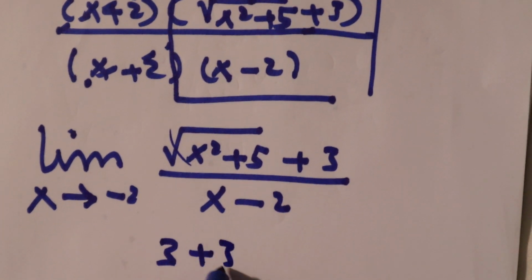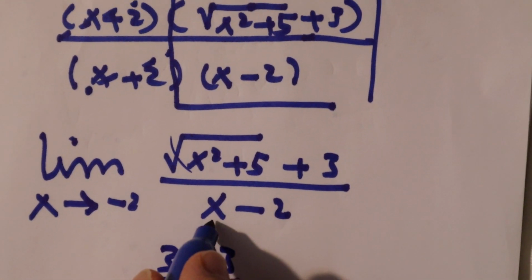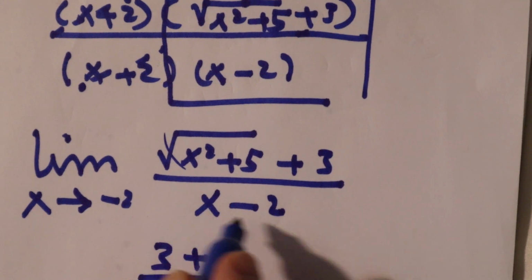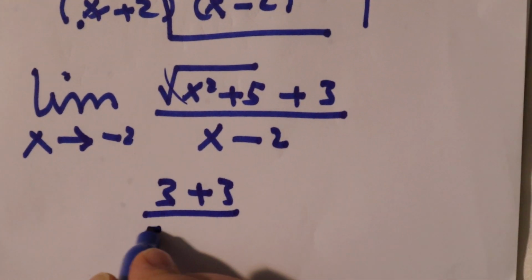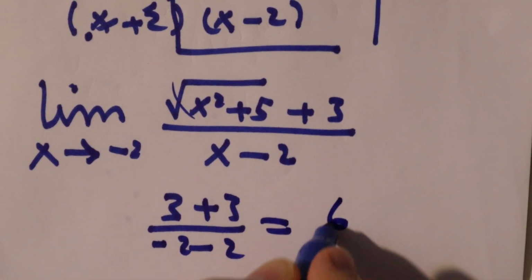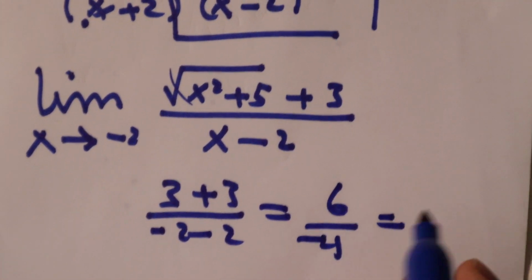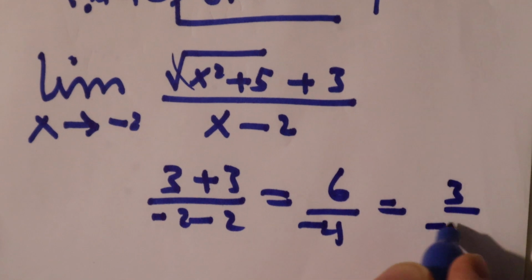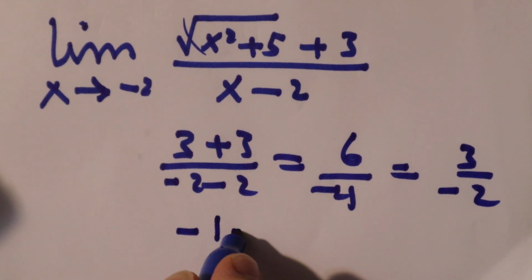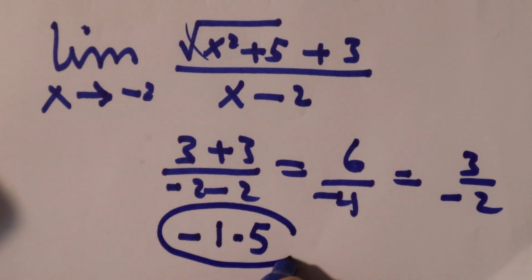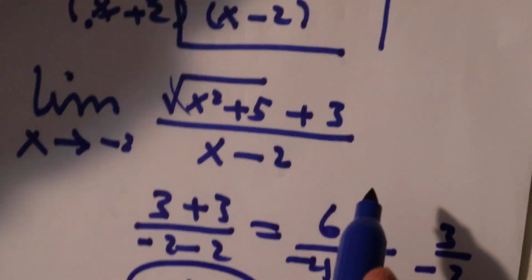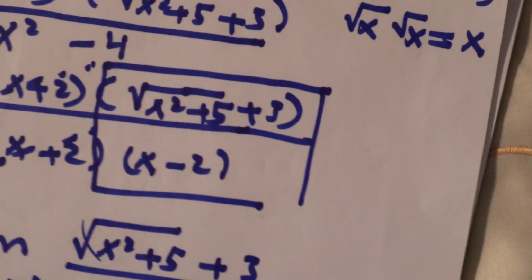Plus 3. Over, you plug in -2 for x: -2 minus 2 is -4. Then it will be 6 over -4. You simplify that, divide by 2. It will be 3 over -2, or -1.5. This is the final result. This is the limit of this rational function when x approaches -2.